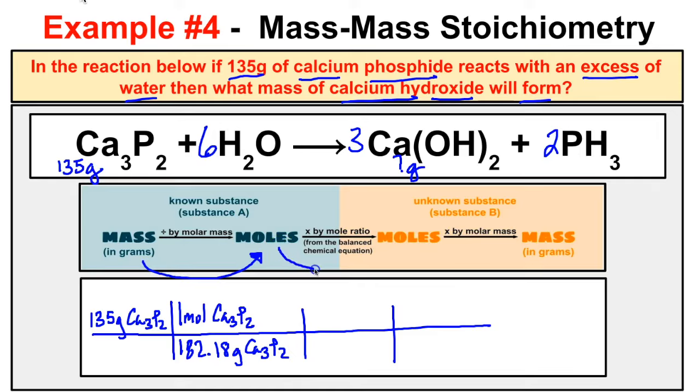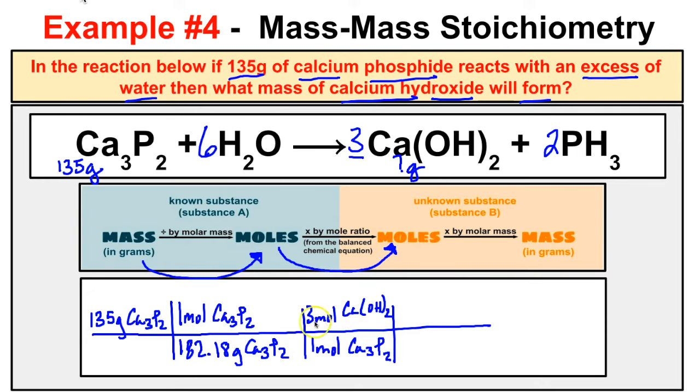In the next step, we have to come up with the mole ratio. What is our mole ratio going to be here? Here is the unknown stuff. Here is the known stuff. Here it looks like it's a ratio of 3 to this imaginary 1. So we have 3 moles of calcium hydroxide for every 1 mole of calcium phosphide. There we go. There is that step right there.